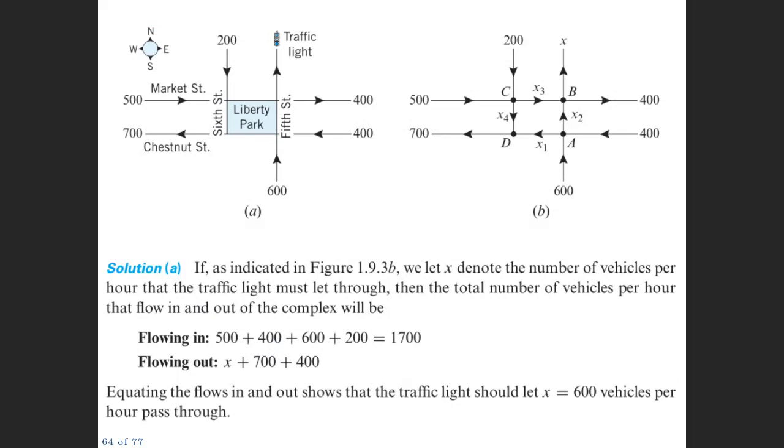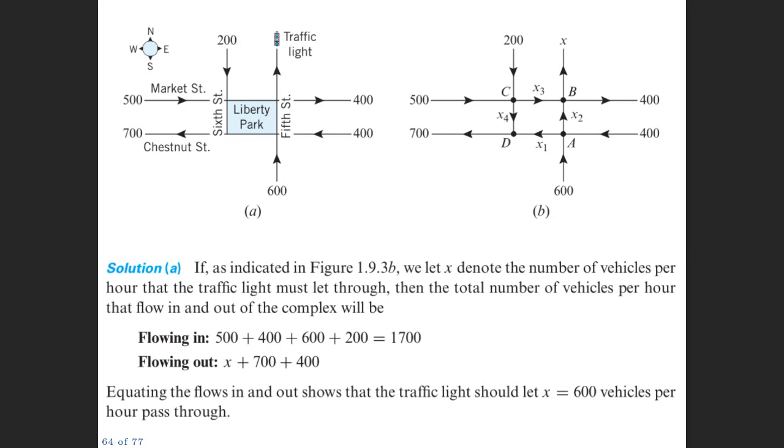Well, part A is quite easy. We can count how many cars are flowing into this road network. 500 plus 400 plus 600 plus 200 gives 1700. And we can count how many cars are going out of this road network. x plus 700 plus 400. And we want these to be the same. We want the traffic light to let the correct number of vehicles through so that the number is balanced. If we solve these, then we see we must have x is 600 vehicles per hour.